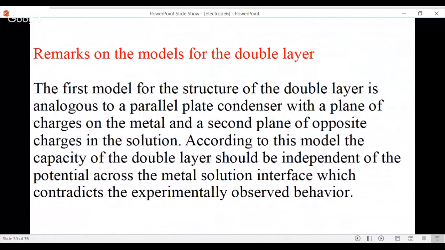So the first model for the structure of the double layer is analogous to a parallel plate condenser with a plane of charges on the metal and the second plane of opposite charges in the solution. According to this model, the capacity of the double layer should be independent of the potential across the metal solution interface, which contradicts the experimentally observed behavior.